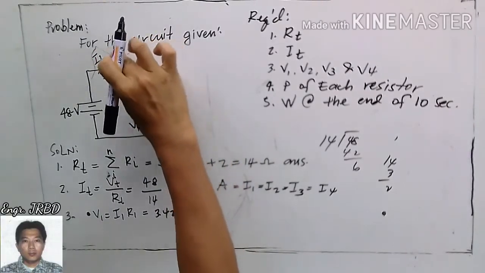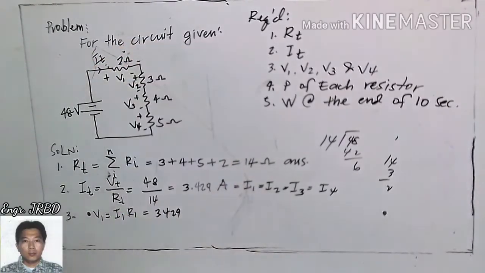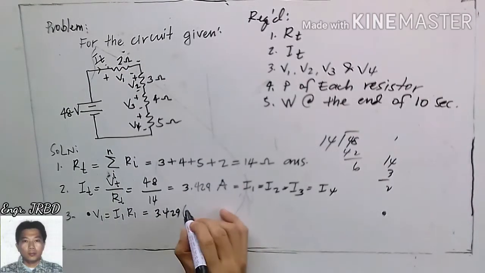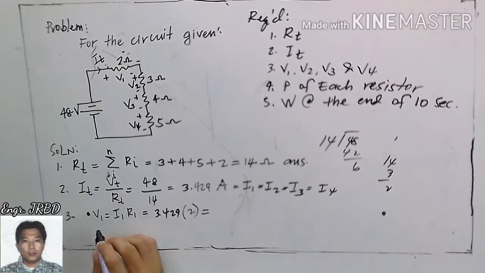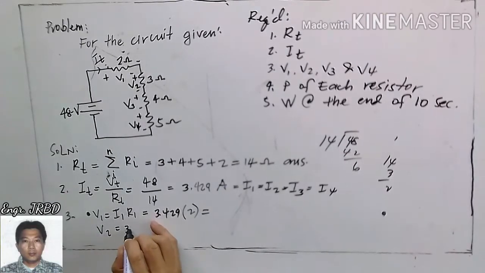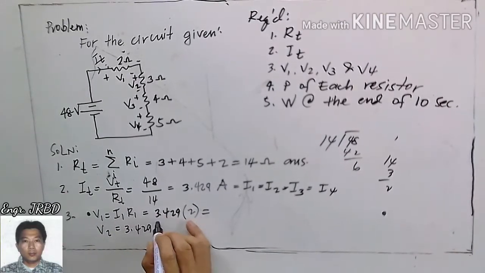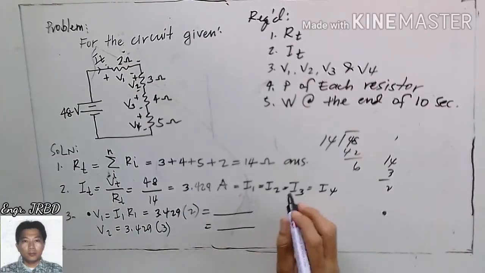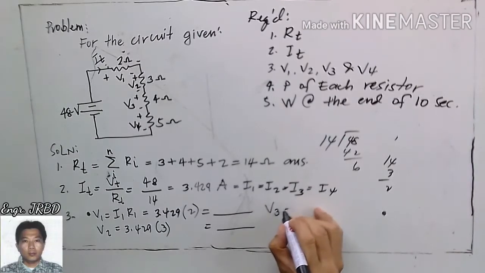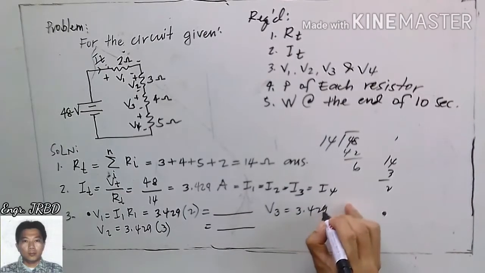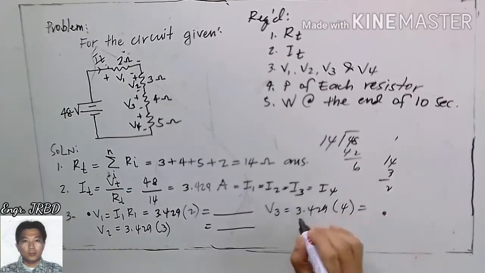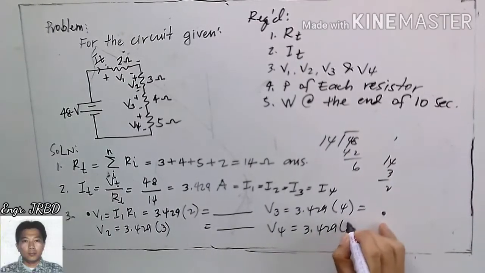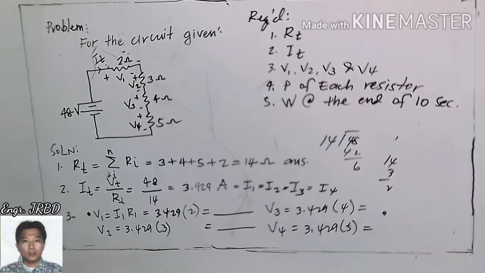So this is 3.429 times 2. V sub 2, 3.429 times 3. V sub 3, 3.429 times 4, and V sub 4, 3.429 times 5.